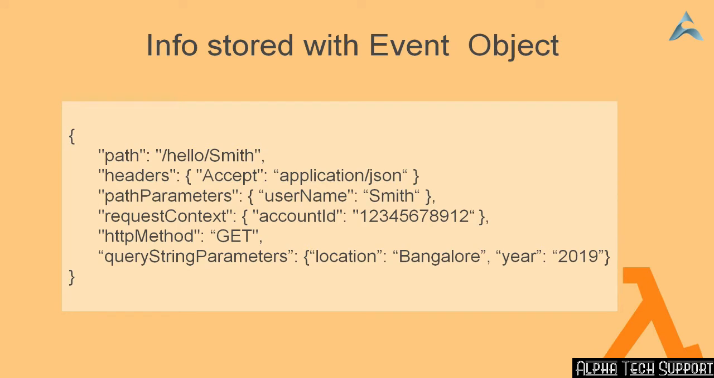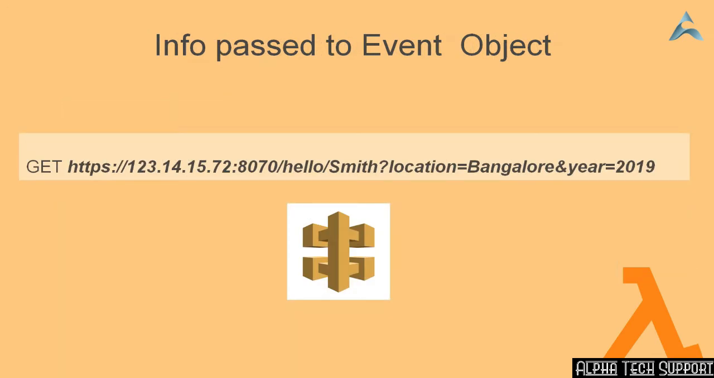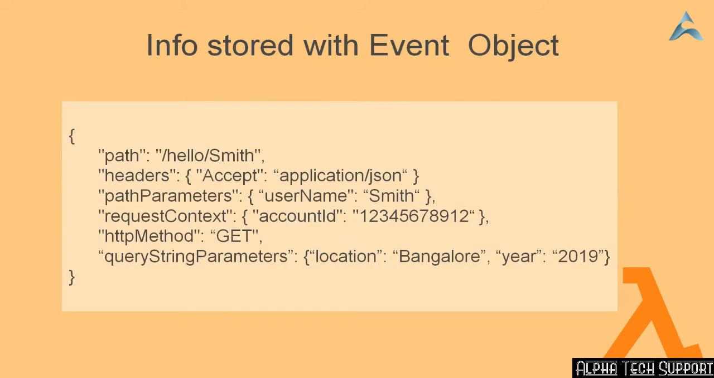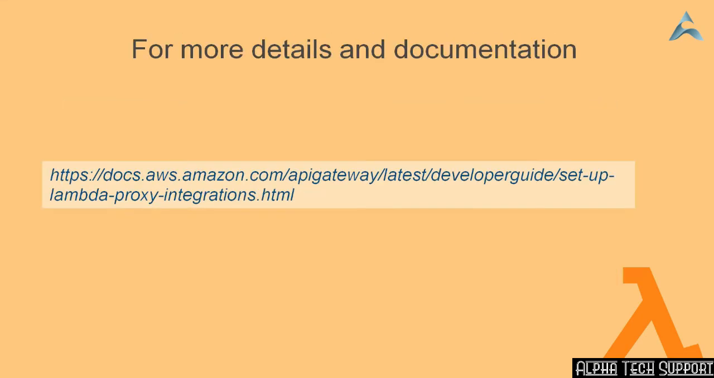This is the syntax for the API gateway corresponding to the previously displayed query string. But there is huge documentation about this information that is stored in the event object. These are not just a few parameters. There are a large number of parameters. This is the link to the complete documentation about API gateway setup with a Lambda integration.